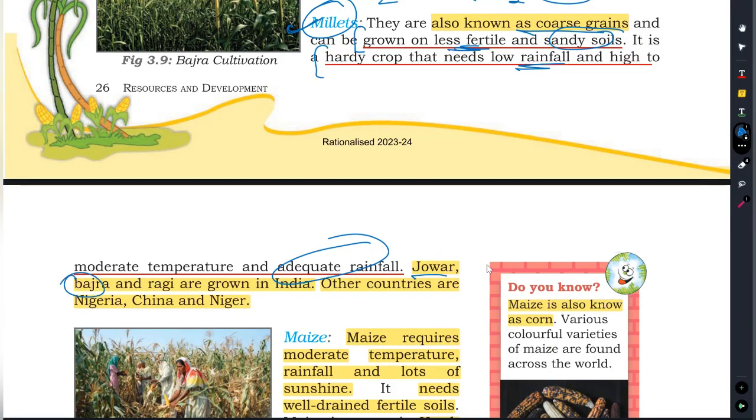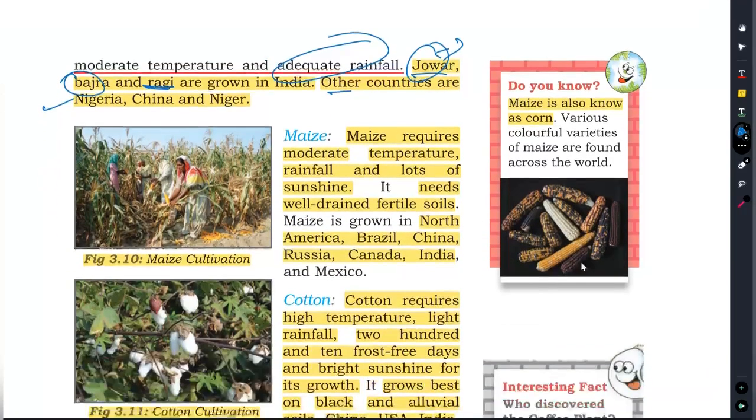What are some of the examples for millets? Jowar, bajra, ragi are grown in India. Jowar, bajra, ragi are grown in India. Other countries which produce these millets are Nigeria, China and Niger.